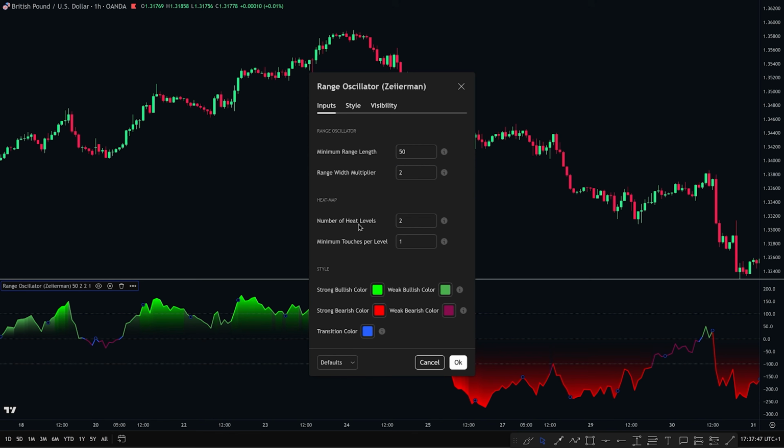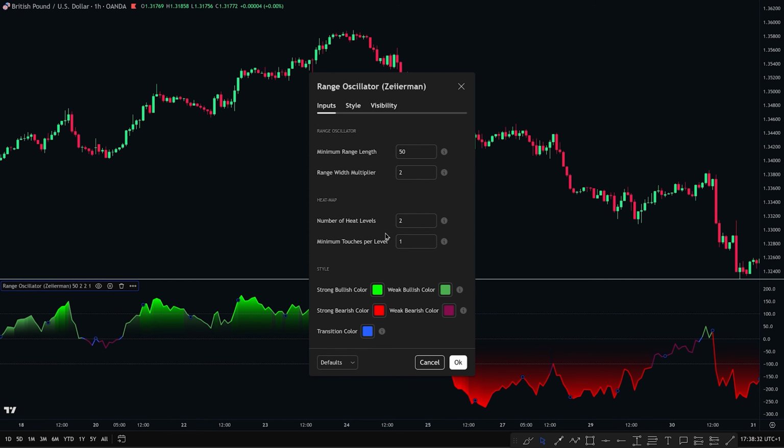Moving down, you'll see the number of heat levels. This simply controls how many strength zones the oscillator displays. More heat levels give you more detail. Fewer levels make the view simpler. It doesn't affect performance, so leaving it at the default is totally fine.